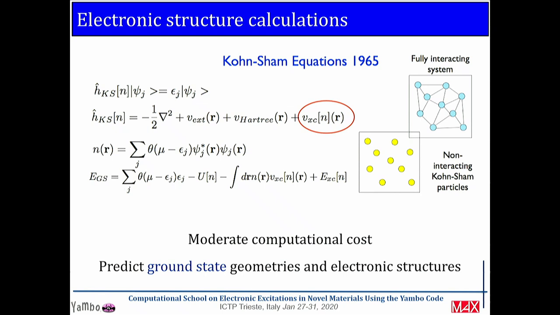Let's have a look first at the workhorse of electronic structure calculations nowadays. It is density functional theory. These are the very famous Kohn-Sham equations of '65 that gave the success of the theory, because DFT itself became very useful. It's a theorem of quantum mechanics that became useful. So once we know how to solve these Kohn-Sham equations, all the many-body effects, let's say, are contained in this exchange-correlation potential. And its glory comes also because of its moderate computational cost. And we know that we have a very good prediction of ground state geometry and electronic structure.